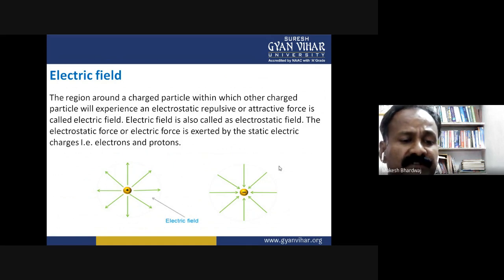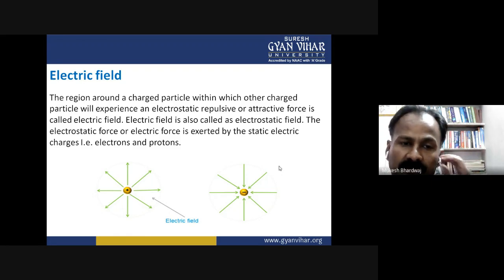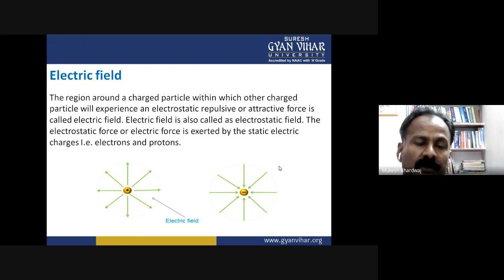The SI unit of charge is Coulomb. Now, if you have gone through the gravitational field or gravitational forces or gravitational theory, you will find the formulas of electrostatic force and gravitational force are almost similar.